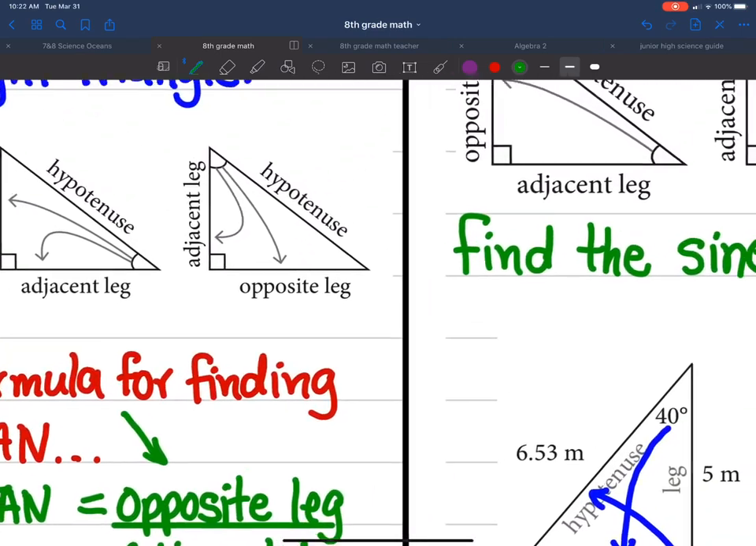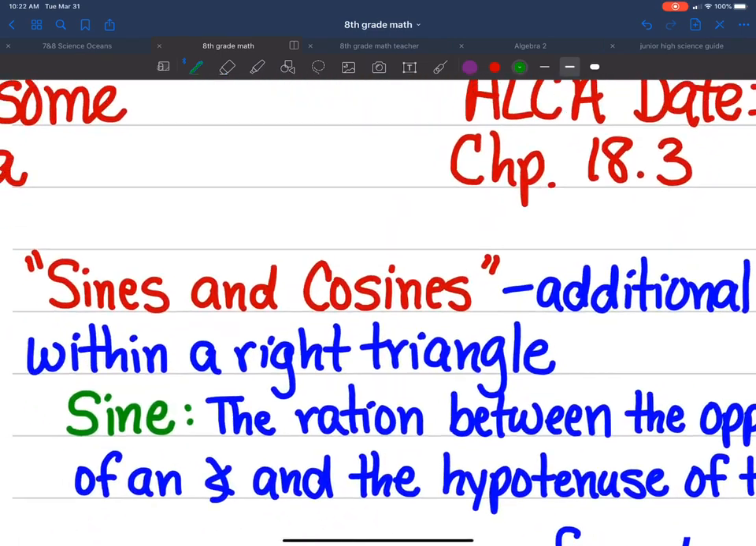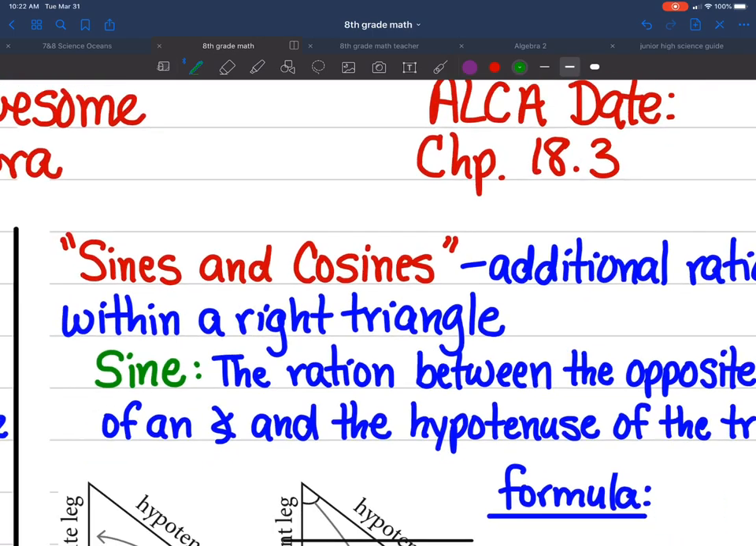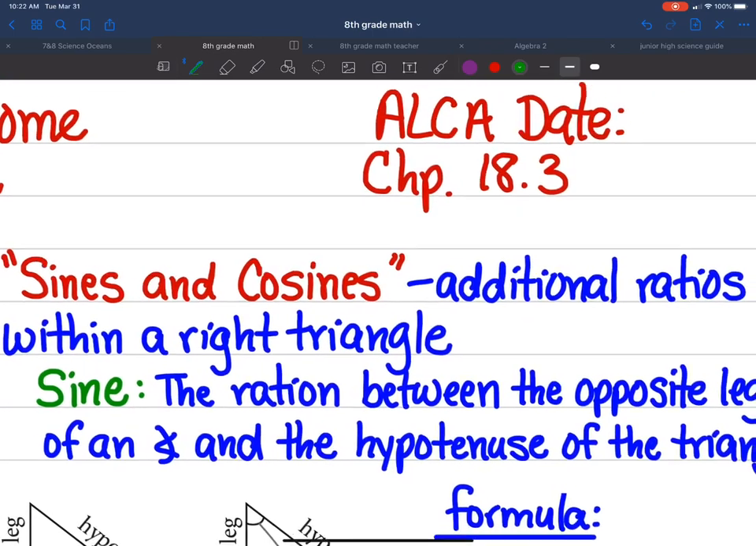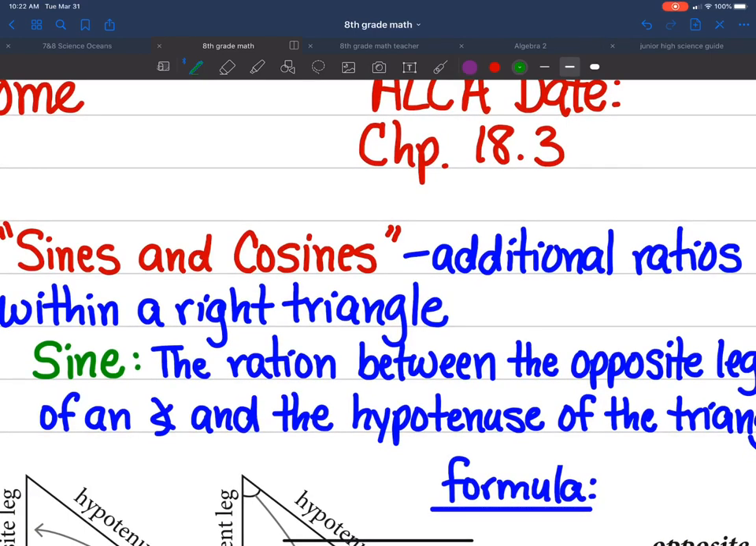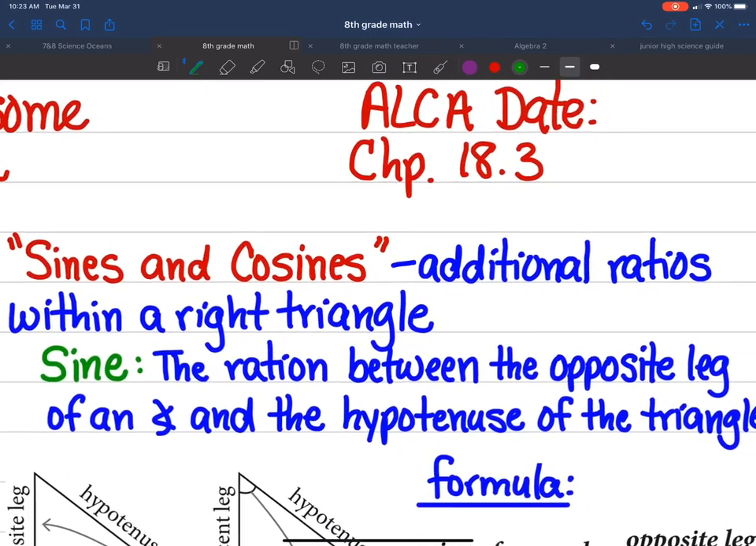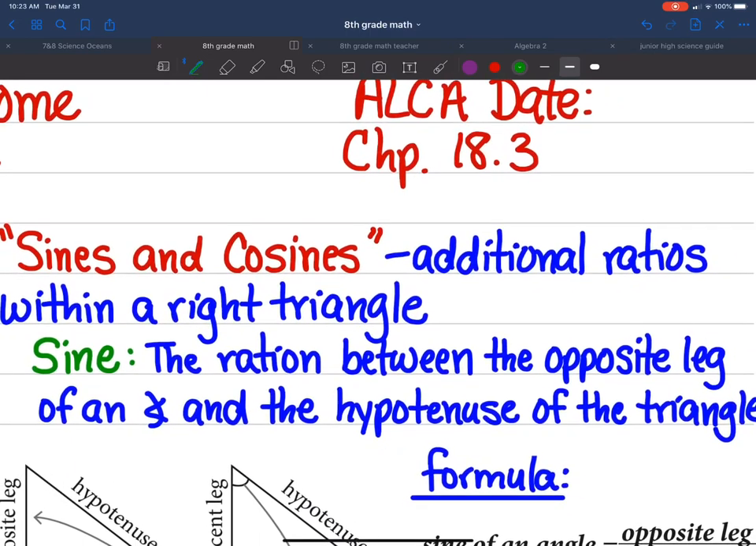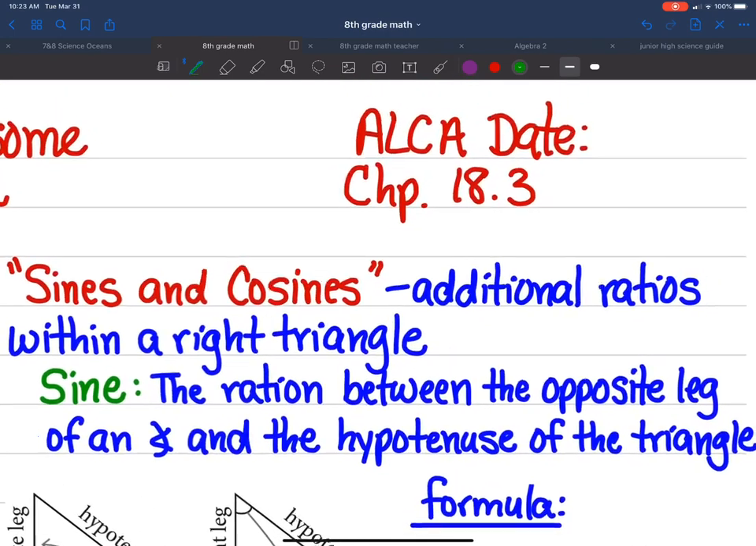Great. Okay, so let's continue on today to bigger and better things. Today we're going to be looking at sines and cosines. These are two additional ratios that are found within a right triangle. We're just going to go through these quickly, and we'll do some examples, and then you guys should be able to work on 18.3 pretty easily on your own. All right, so here we go. Let me get this where we all can read it.